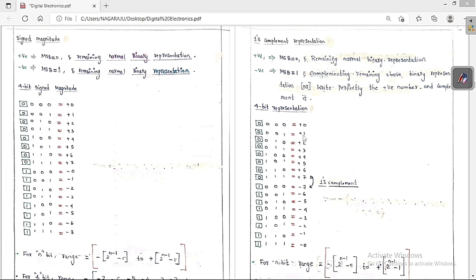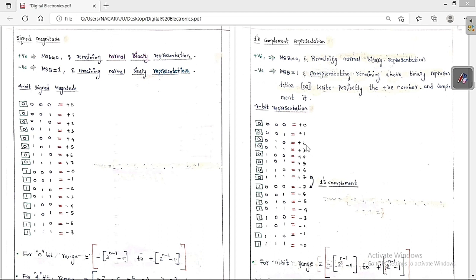Suppose I want to find the negative of this one, minus 1. Simply I have to replace 0 by 1 and complement the remaining bits, 1, 1, 0. So we are going to get 1, 1, 1, 0, which is nothing but minus 1. You can see 1, 1, 1, 0 is nothing but minus 1. Same thing I already told you.